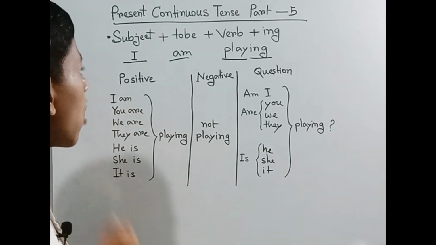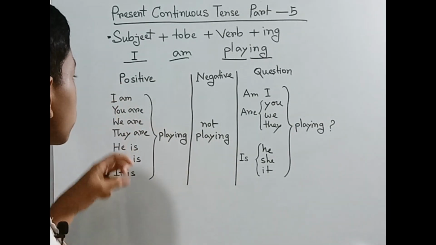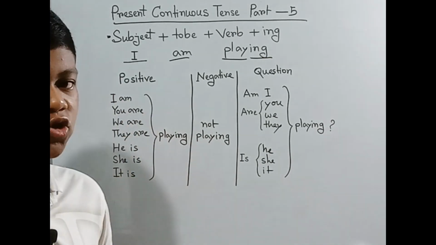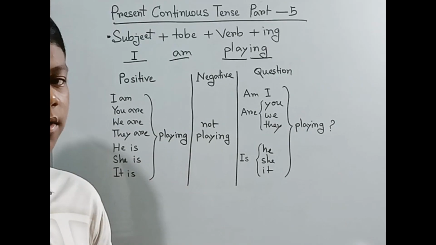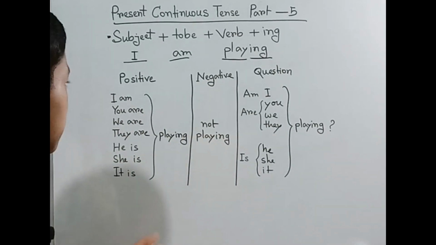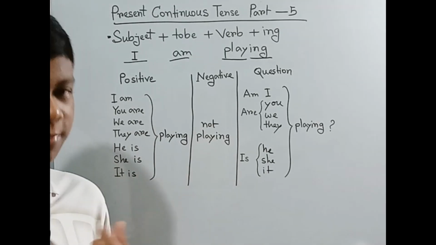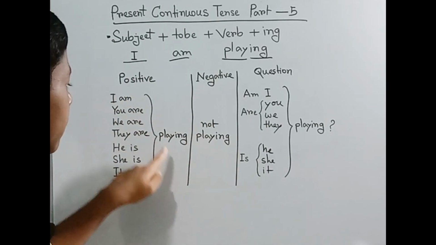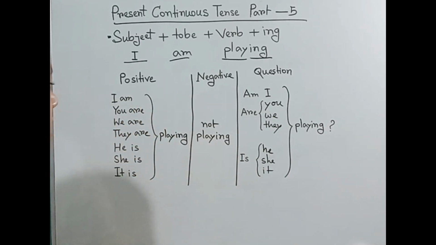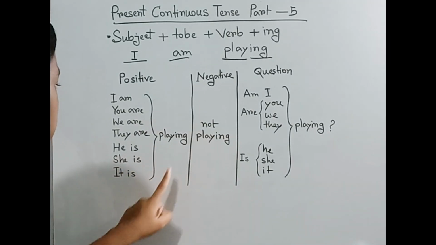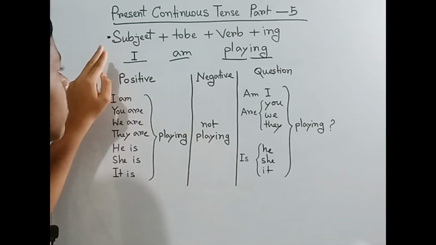We can start from positive. Here there are many kinds of subjects. Then we have added the to be verb, then the verb, then the ing. So I have used one verb, that is play, and we can say this in the positive form: I am playing, you are playing, we are playing, they are playing, he is playing, she is playing, it is playing. So this is the main structure.